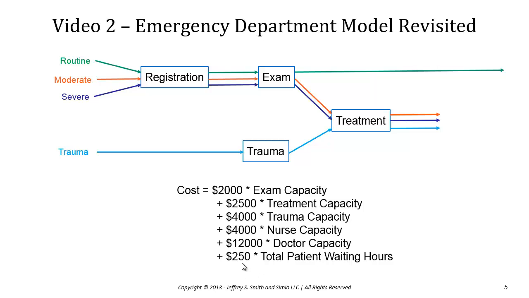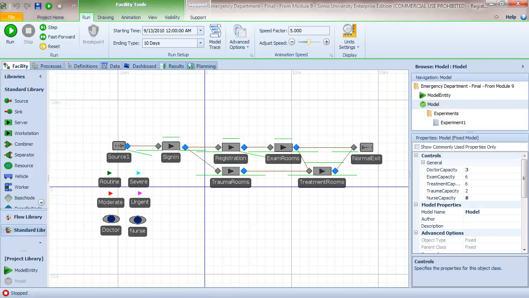We're also penalizing total patient waiting hours, so we can offset the cost, because clearly if we had all of the cost for the rooms, then our solution, or the minimum cost solution, would be simply to have no resources. But we want to make sure that we treat the patients, and so what we initially did was we penalized the cost function for patient waiting hours. So let's take a look at the model that we ended up with at the end of Module 9.